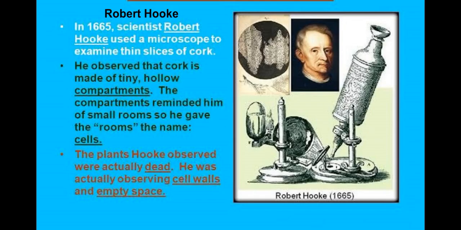The next scientist is Robert Hooke. In 1665, scientist Robert Hooke used a microscope to examine the slices of cork. He observed that cork is made of tiny, hollow compartments. The compartments reminded him of small rooms, so he gave the rooms the name cells. The plants Hooke observed were actually dead, and he was actually observing cell walls and empty space.